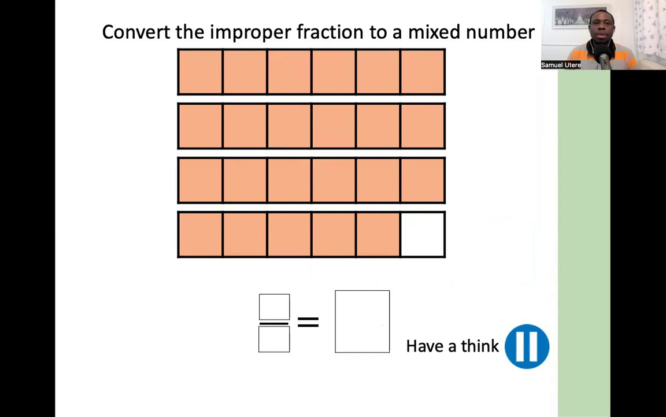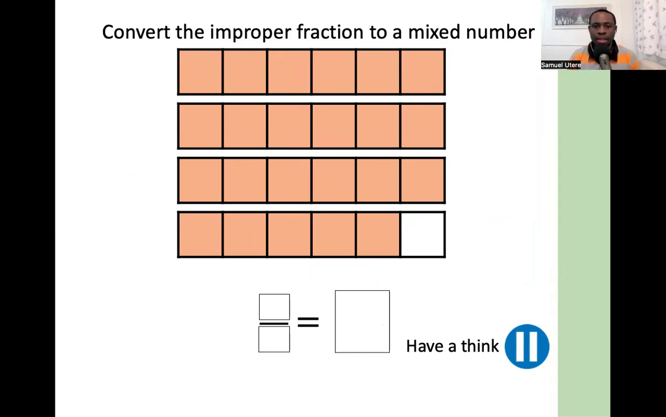Now, how do we convert an improper fraction to a mixed number? I'm going to show you using this diagram, and then we'll look at another easier way of doing this. So I want you to pause the video and have a think at how we can convert the improper fraction that you see represented in this diagram into a mixed number.